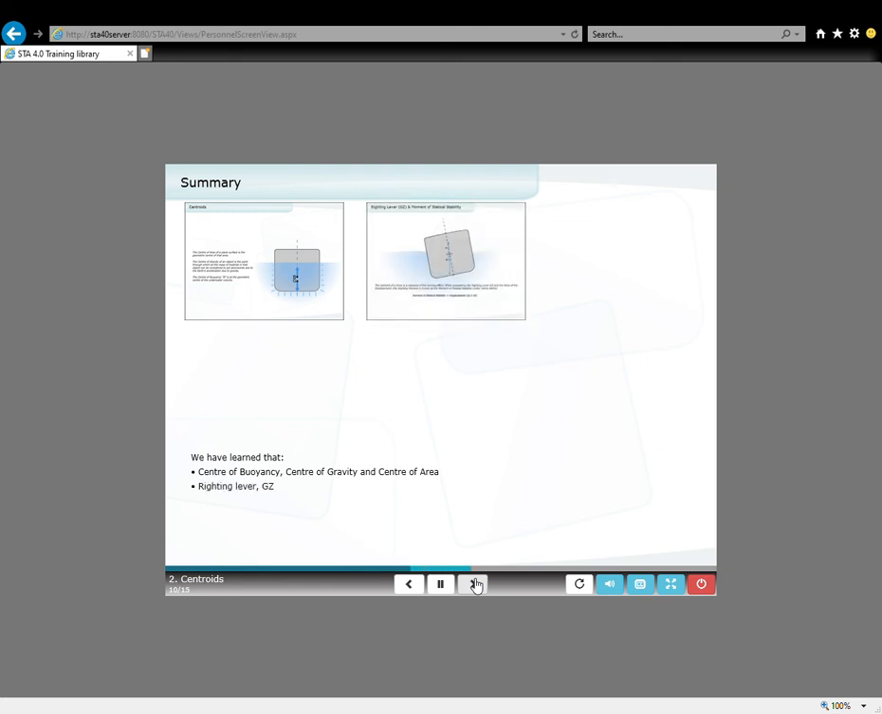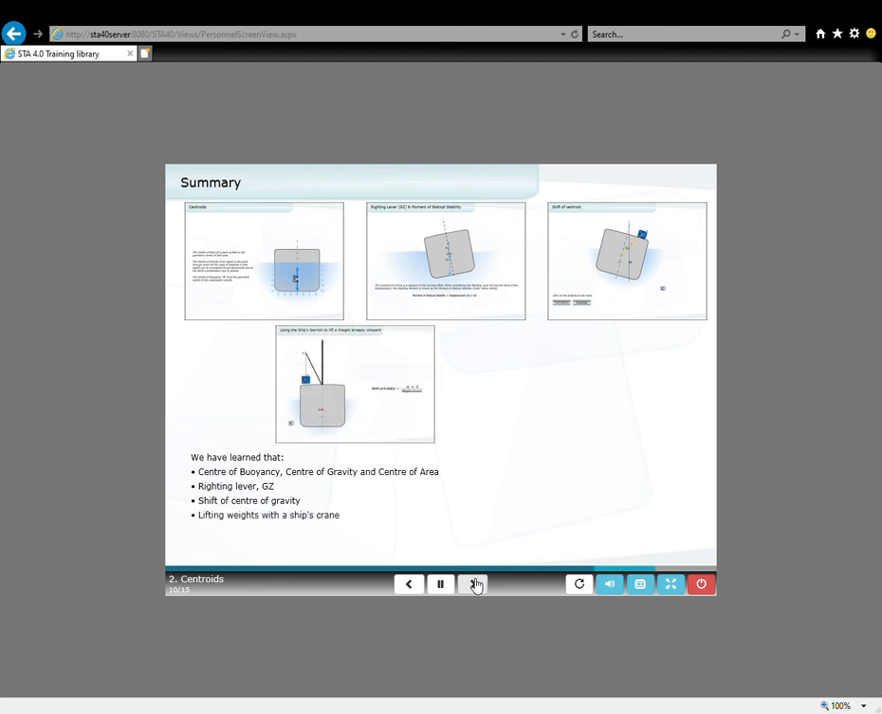If the centre of buoyancy and the centre of gravity are not in the same vertical line, then a righting moment is created, with the righting lever GZ being the perpendicular distance between the lines of action of the weight and the upthrust. The centre of gravity of the ship changes with the loading condition. The centre of gravity moves towards a loaded weight, away from a discharged weight, and parallel to a shifted weight.